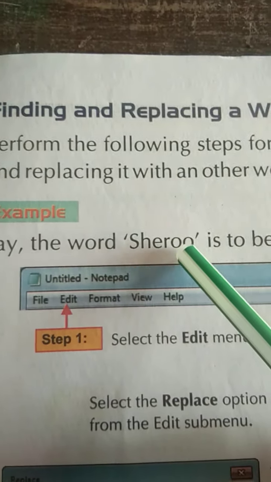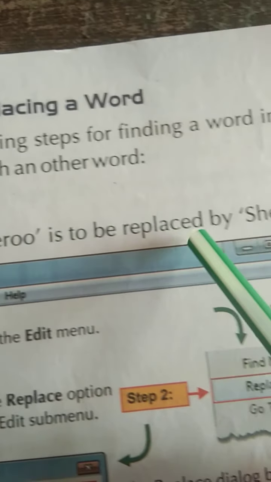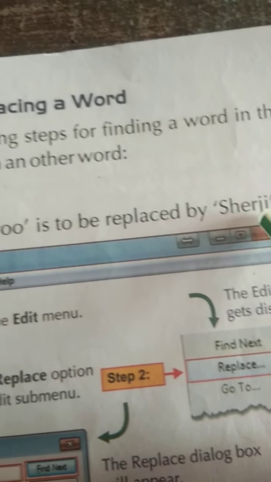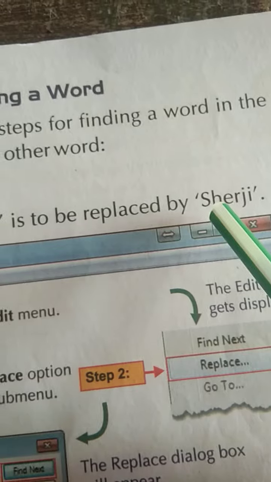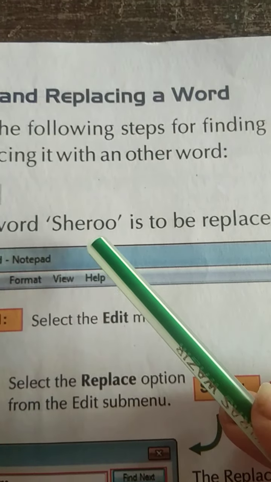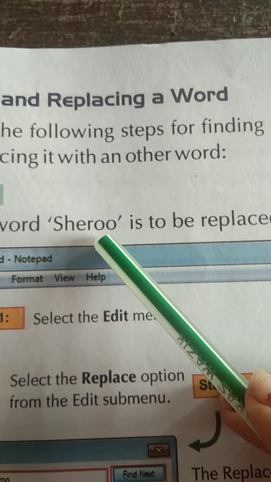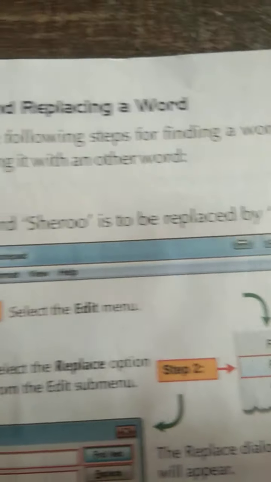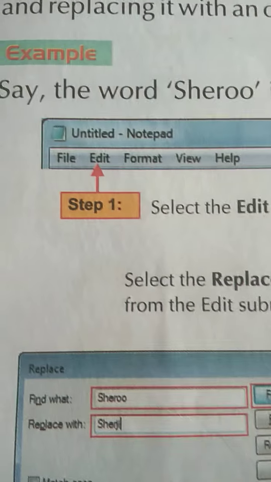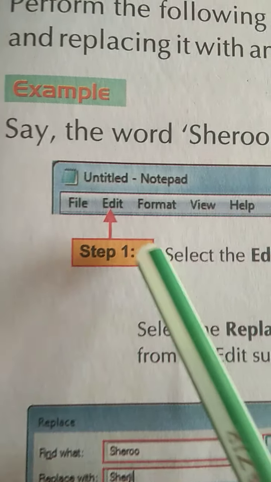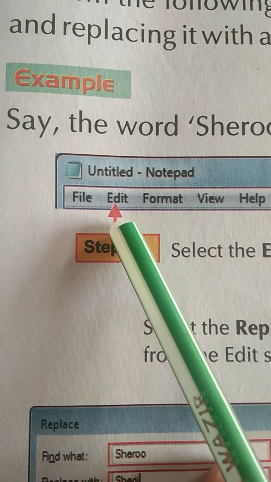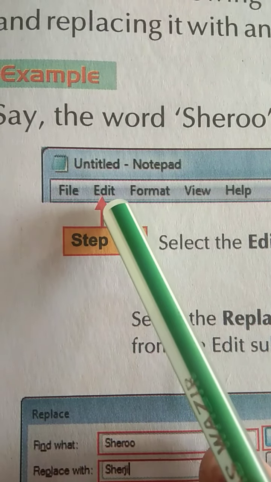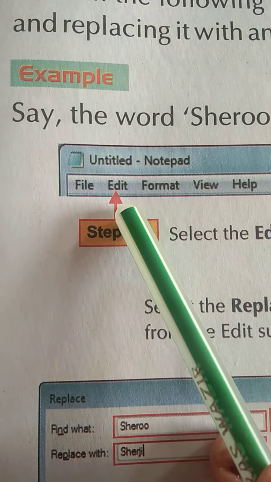Say the word Shero, is it to be replaced by Sherji? By mistake we typed this word. Now find and replace this word with the original word. So the steps are given on page number 43. Go through Edit. Okay, the Edit menu, and click on Edit. This option you are going to select.